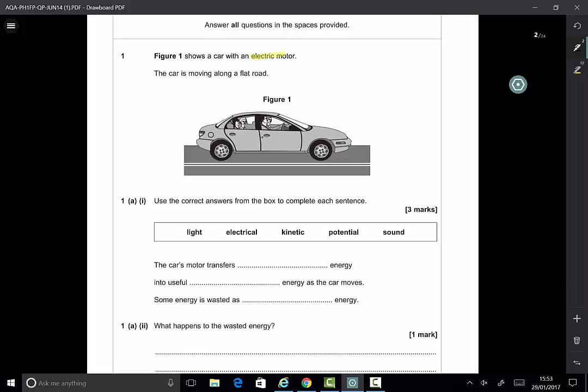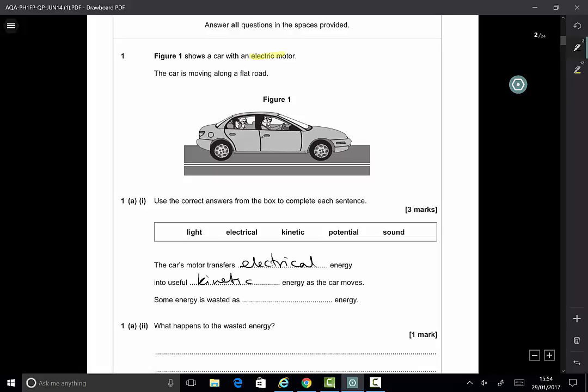So, we know from the question stem that there is an electric motor in this car, so it's going to be transferring electrical energy. And it's even given us a clue for the next one here. Energy as the car moves. Movement energy is kinetic.